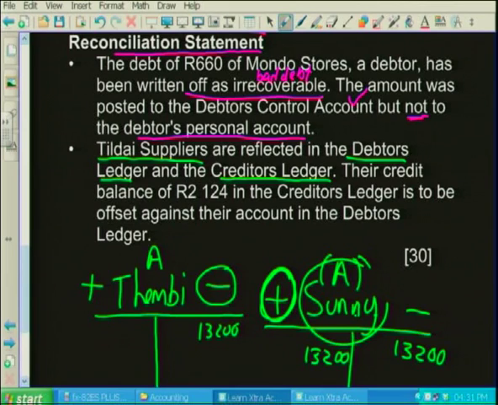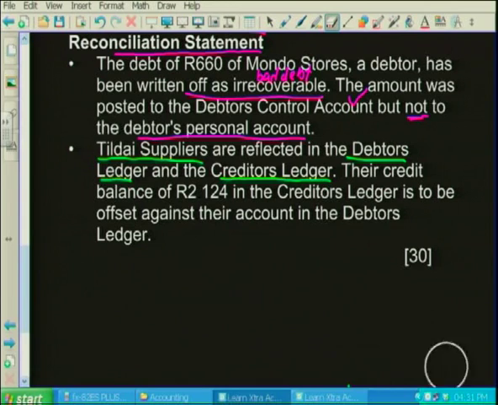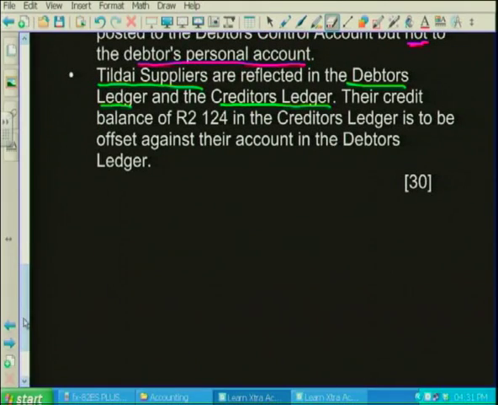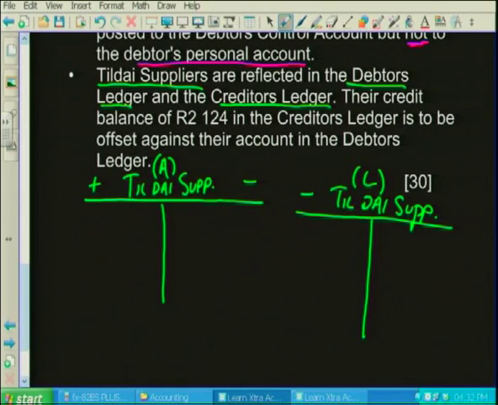Right, so let's again, guys, let's draw up something so that we can understand this a bit more. So I'm just going to erase this quickly so that we don't confuse this with what's written at the bottom. Okay, so let's get our pen quickly. So we've got Tildai Suppliers, which is obviously a debtor and has become a creditor. So we've got Tildai Suppliers twice. One's an asset, a debtor, and then Tildai Suppliers is also a liability.